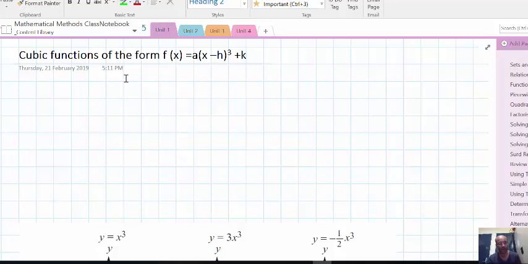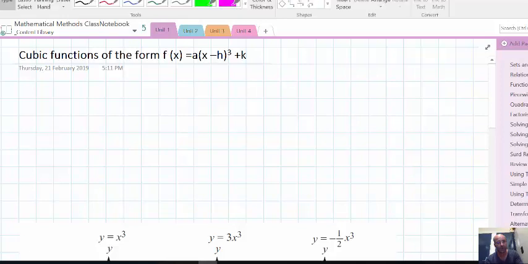Okay, the learning goal is to be able to deal with functions in the form y = a(x − h)³ + k, and these are cubics. So let's go back to what we've just looked at recently.